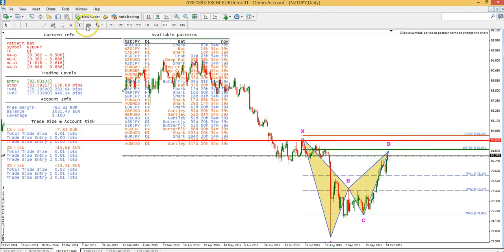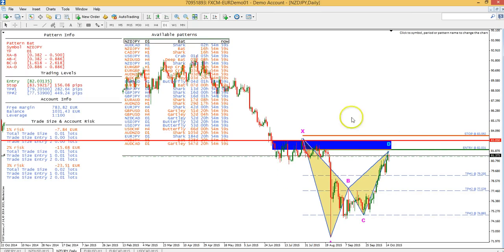Why? Because the resistance zone is right here, guys, right up here. That's what I'm looking for. You want to align the harmonic pattern with a very strong resistance or support level in the markets on the higher time frames, and that will execute you a really solid entry.